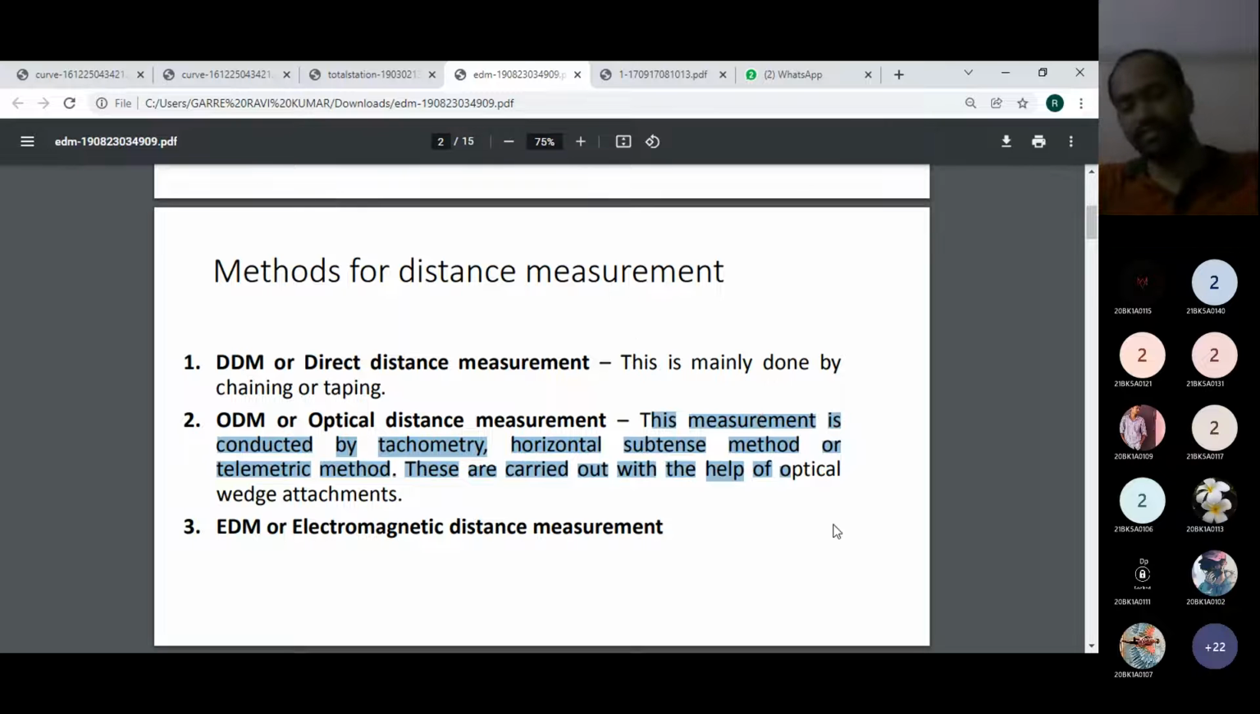But in the case of EDM, electronic distance measurement, electronically or electromagnetically we directly measure the distance between two points. We can directly measure the angle between two points, and directly measure the area within a boundary without doing any calculation. We can take those measurements and draw the maps. That kind of surveying is called EDM, electronic distance measurement or electromagnetic distance measurement.